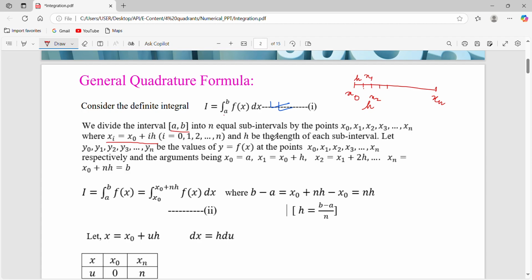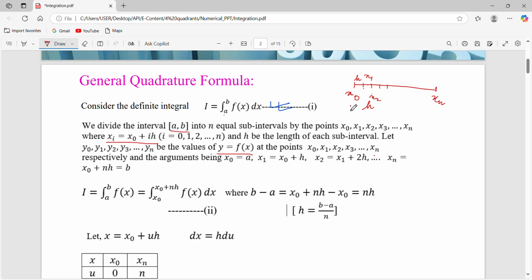Let y0, y1, y2, y3 up to yn be the values of y equal to f(x) at the points x0, x1, x2, x3 up to xn respectively. So x0, x1, x2 are known as arguments, and the corresponding values y0, y1, y2 up to yn are called the entries.